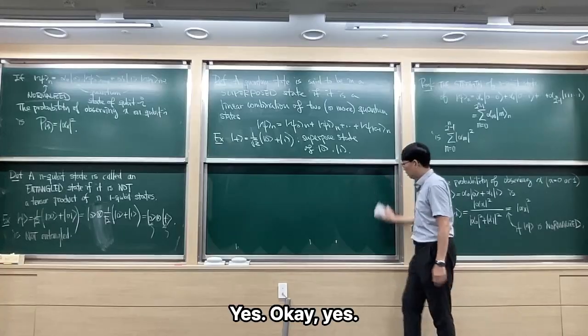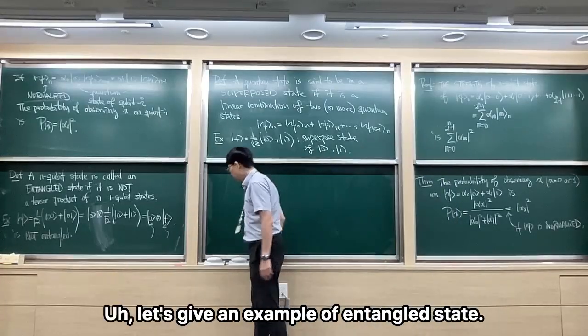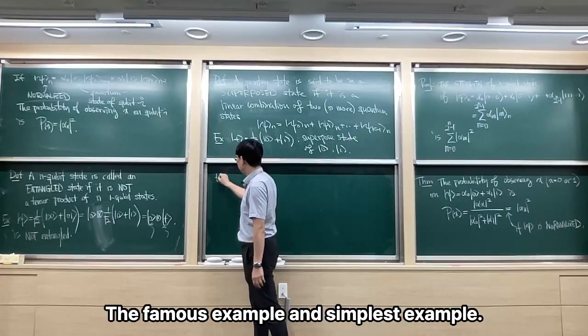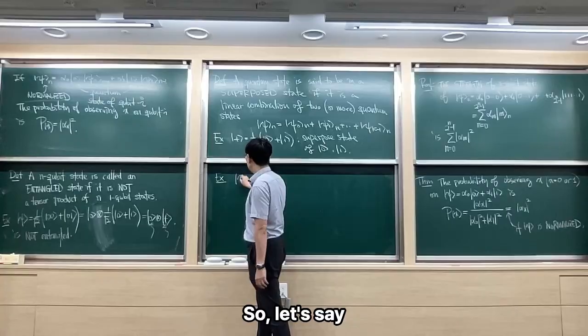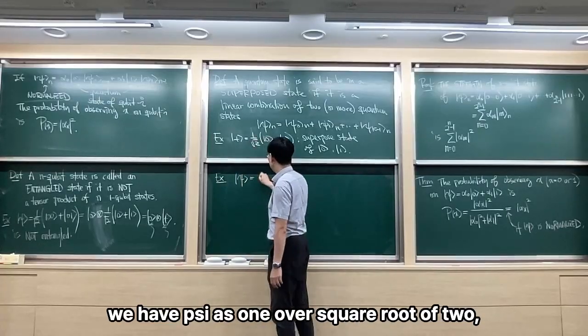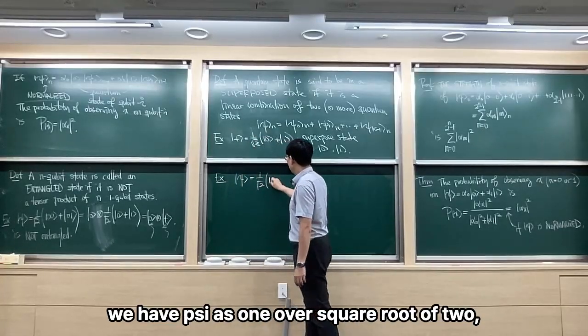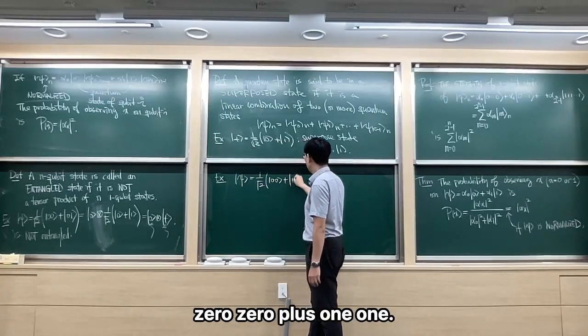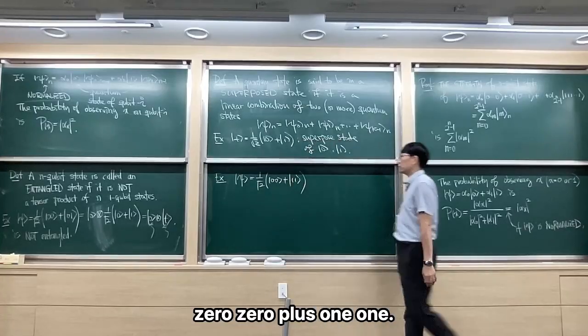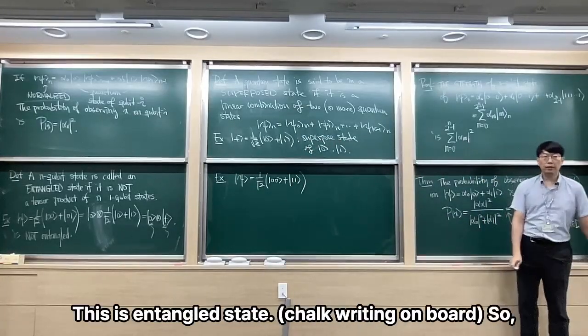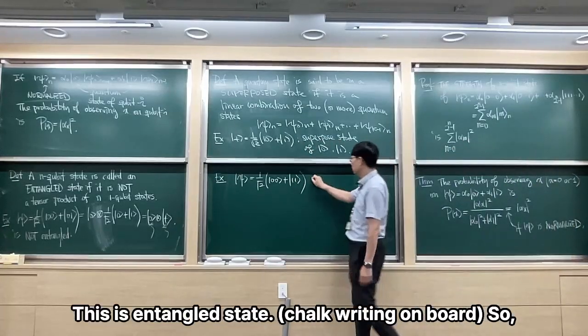Yes. Okay, let's give an example of an entangled state, the famous example and simplest example. Let's say we have psi as 1 over square root of 2 times (|00⟩ + |11⟩). This is an entangled state.